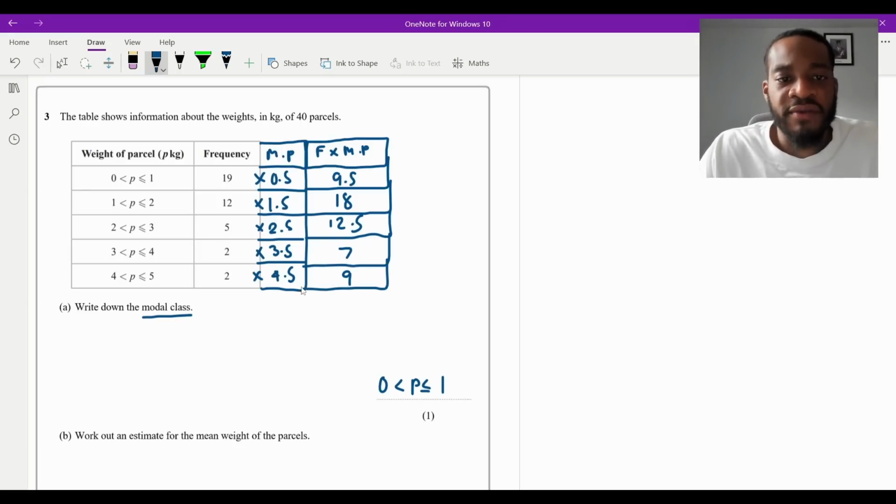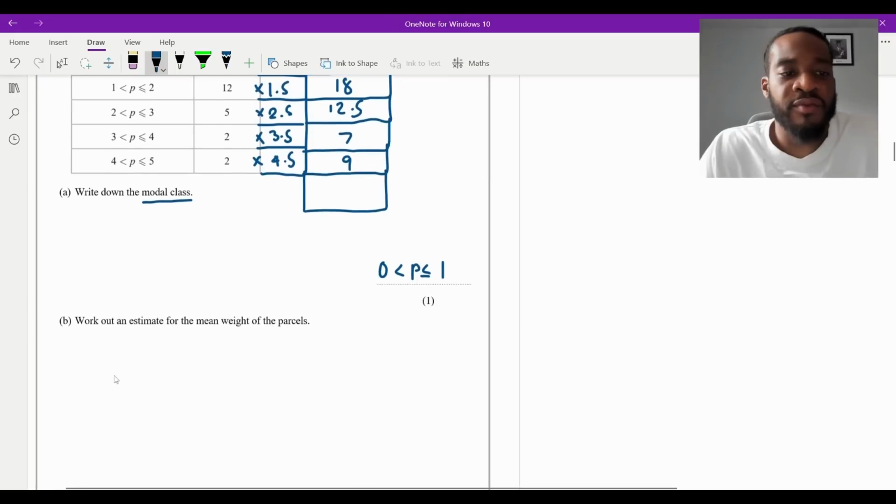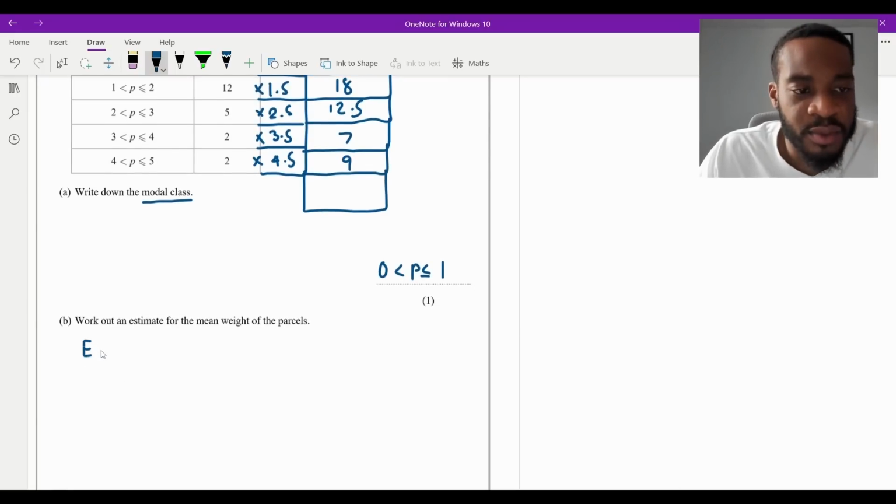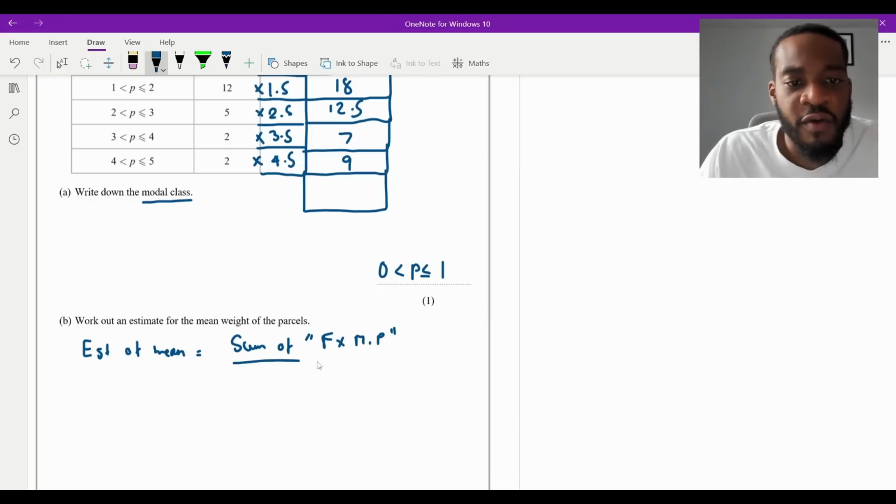Remember, we're adding all of these together. So what I'm going to do is I'm going to just draw another box underneath here, and I'm going to add these together, right? So let me just actually write this here. The estimate for the mean, I'll write this here. Estimate of mean, or for mean, is going to equal the sum of your frequency times midpoint column, right? Divided by the total frequency. That is going to be your answer.